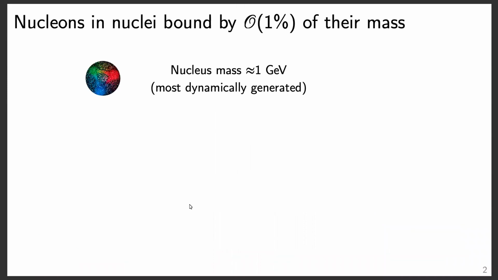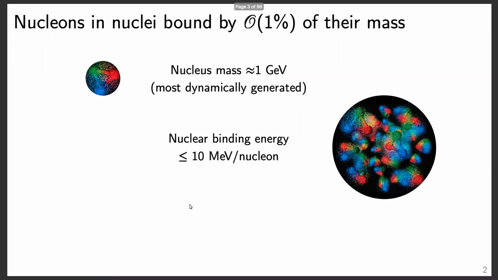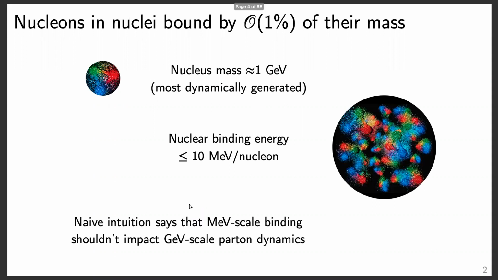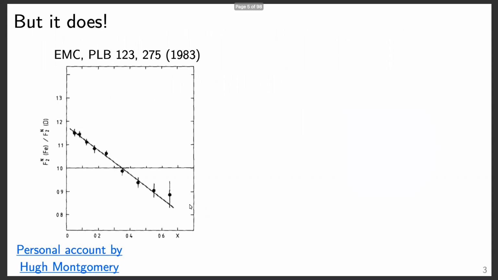So just to reiterate some of the points that Ellie made yesterday, nucleons in the nuclei are bound by on the order of 1% of the mass. A nucleon has a mass of 1 GeV, most of this is dynamically generated by QCD. Then you have nuclei that have typical binding energies of less than 10 MeV per nucleon. And so your naive intuition might say that this MeV scale binding shouldn't be impacting the GeV scale parton dynamics within the nucleon, but the fact is it does.